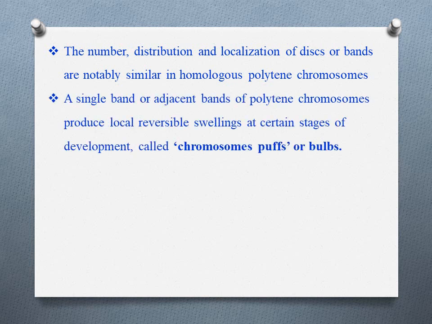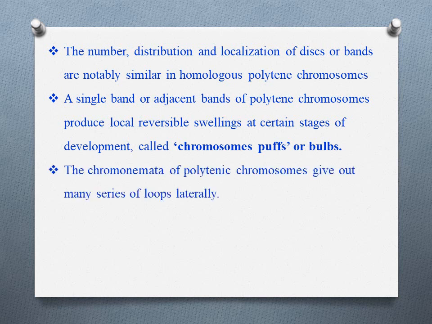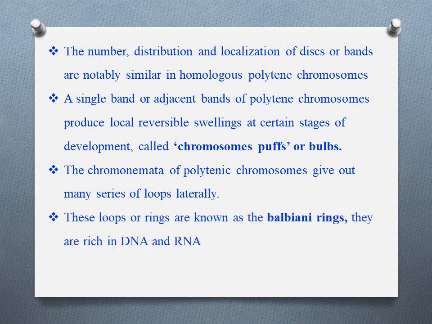A single band or adjacent bands of polytene chromosomes produce local reversible swellings at certain stages of development. These are called the chromosomal puffs or bulbs. We have already seen this in the last diagram. The chromonemata of the polytene chromosomes give out many series of loops laterally, and these loops or rings are known as the Balbiani rings. They are rich in DNA and RNA.